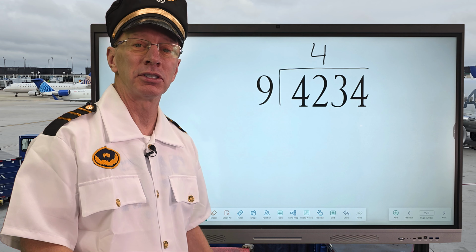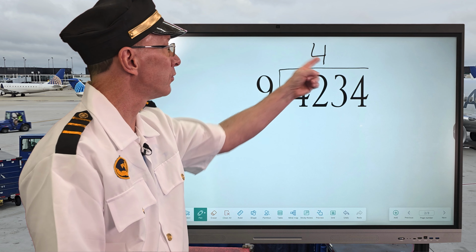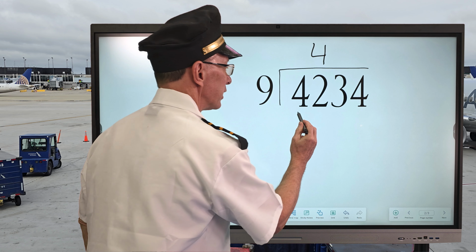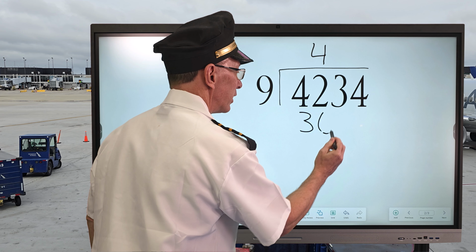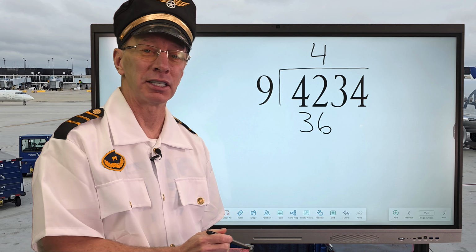And then our next step is to be doing multiplication. 4 times 9 equals 36. So let's go ahead and put 36 right here. And then our next step is subtraction.